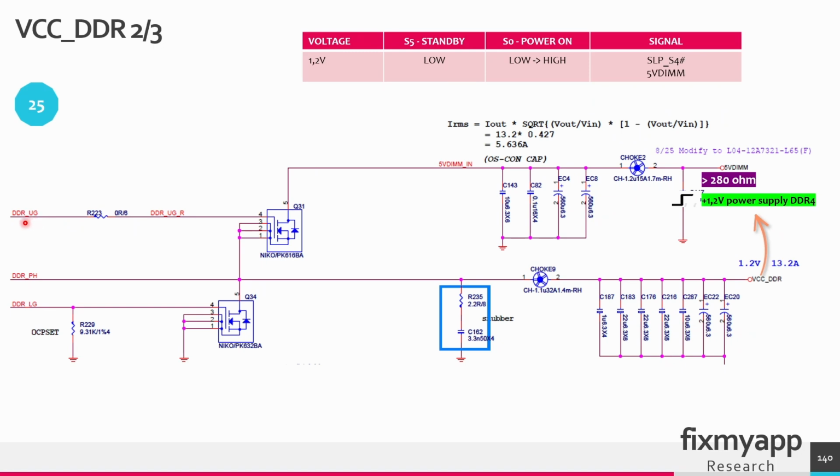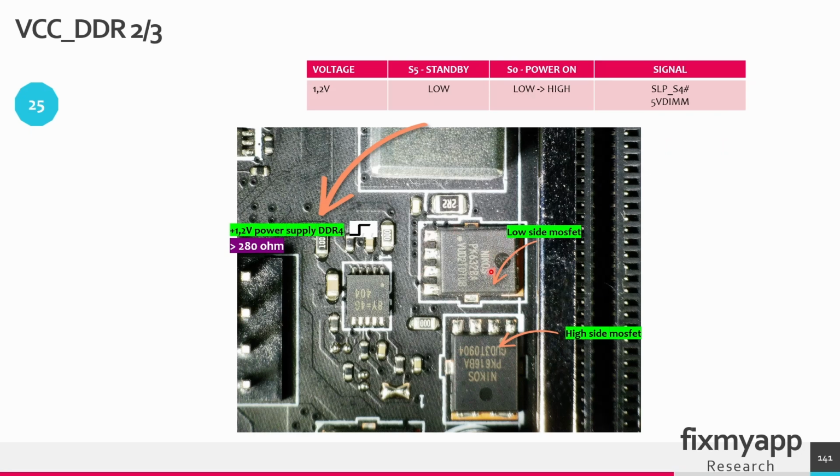The drive signal for the high side MOSFET comes from the buck converter and also for the low side MOSFET. And the high side MOSFET is connected to the 5 volt DIMM voltage rail, and the 5 volt will be chopped into 1.2 volt that will be used by the DDR4 modules. The output resistance is higher than 280 ohms. This is a low side MOSFET and this is the high side MOSFET. So 5 volt will be chopped into 1.2 volt, and this voltage can be measured at this coil.